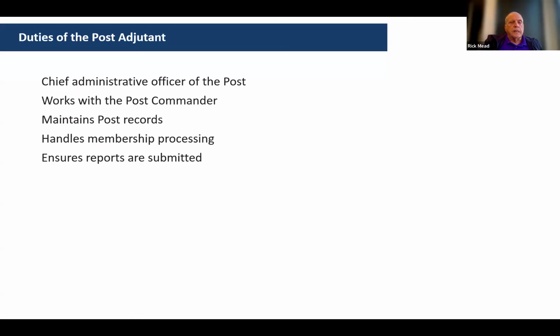All righty. Again, the Chief Administrative Officer for the post. These are the duties of a post adjutant: works with the post commander, maintains records, handles membership processing, and ensures reports are submitted.